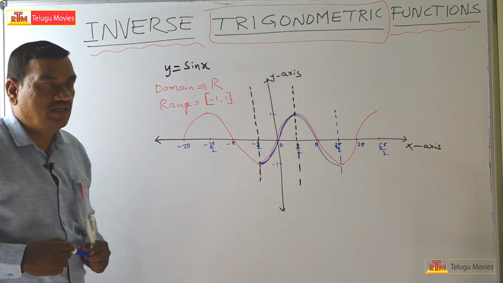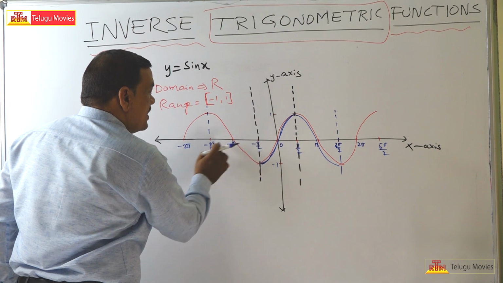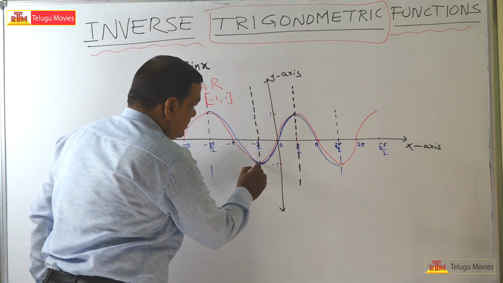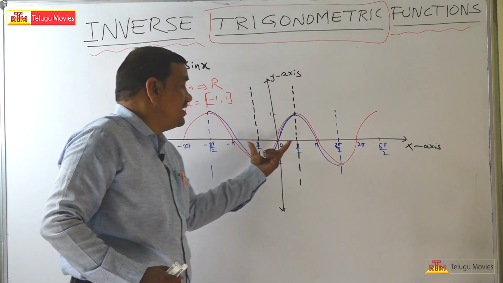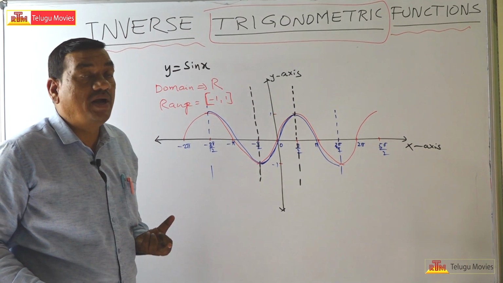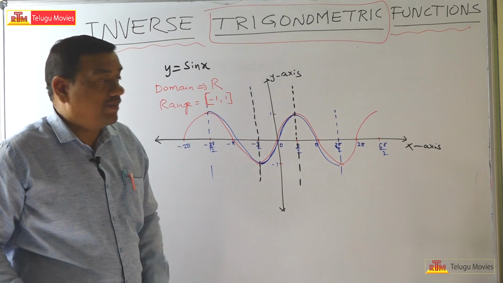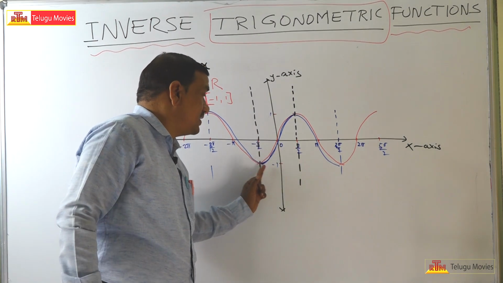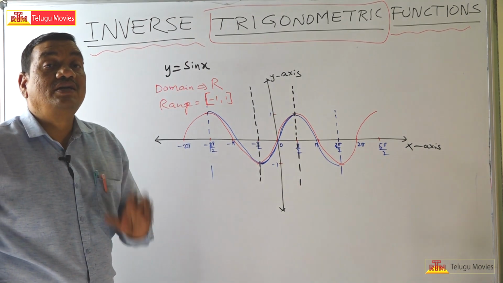Yes, what you said is right. From here to here, minus pi by 2 to minus 3 pi by 2, it is also a one-one function. Yes, it is also a one-one function. That means, in every interval of length 2 pi, that is why we say that the period is 2 pi. So for every interval of length 2 pi, the graph is periodic and moreover it is bijective.